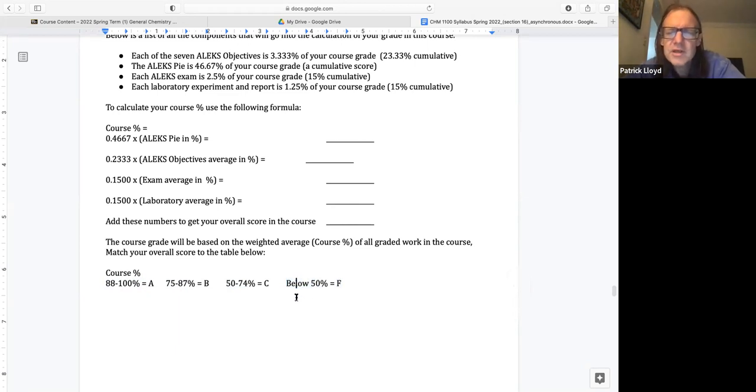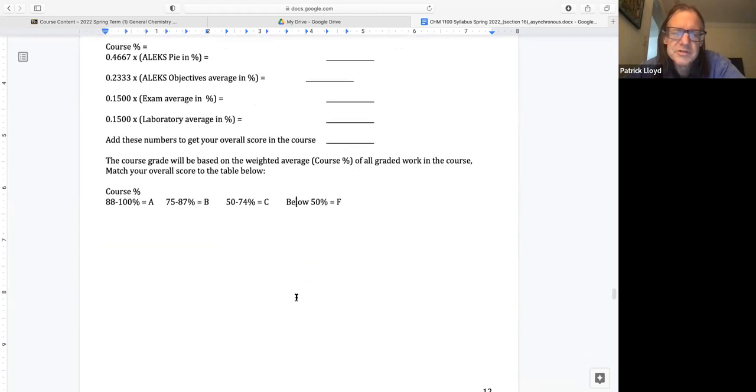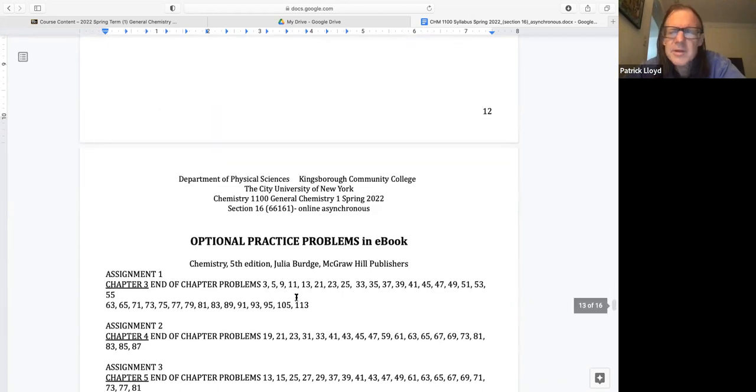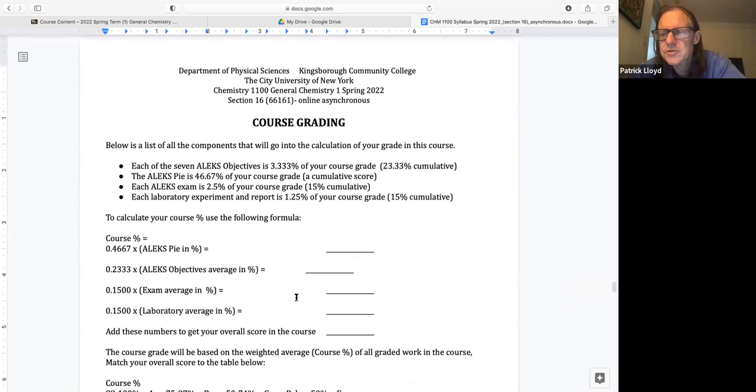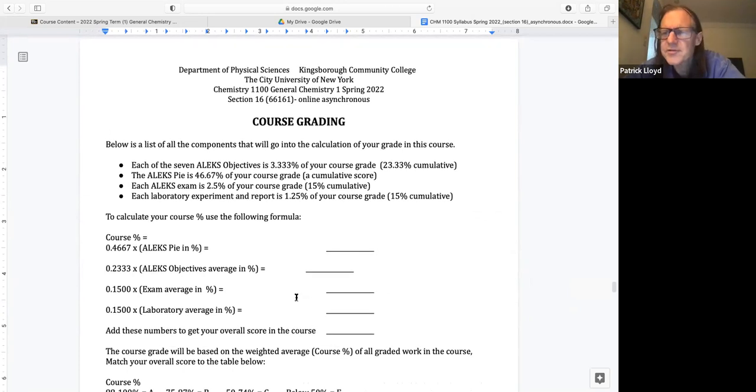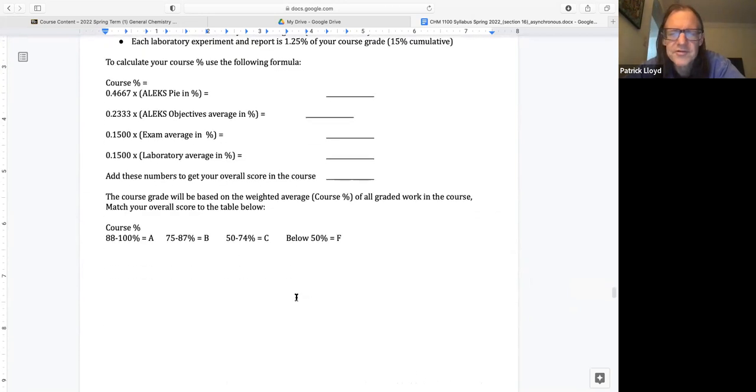So you should be able to figure that out pretty much throughout the course. People do tend to do a little bit better as the course goes on. If you stick with it, you tend to do better. You get better at ALEKS and all that kind of stuff.